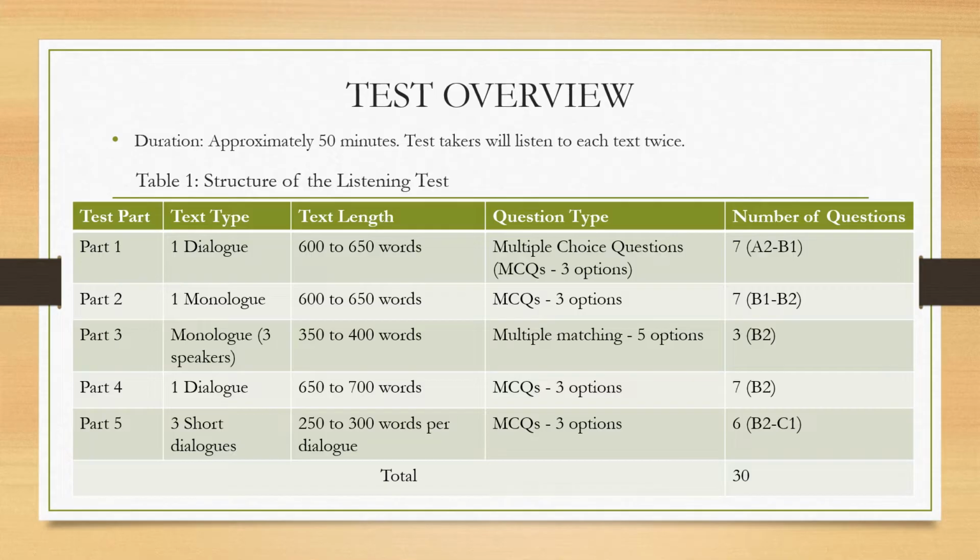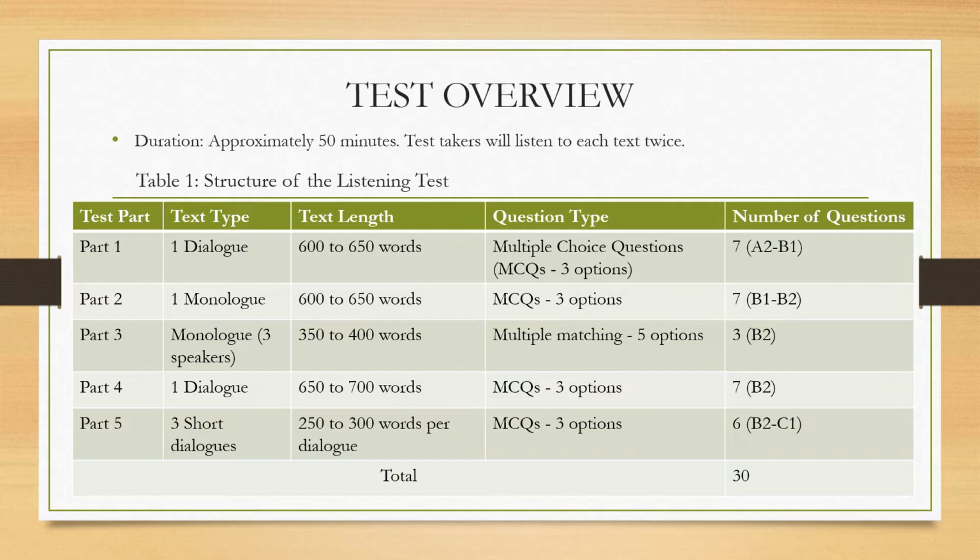Part 3 will have a monologue spoken by 3 different speakers on the same topic, and this is followed by 3 questions to be matched with 5 given options. So this type of question will be called multiple matching. Part 4 will have a dialogue with 7 multiple choice questions of 3 options again.